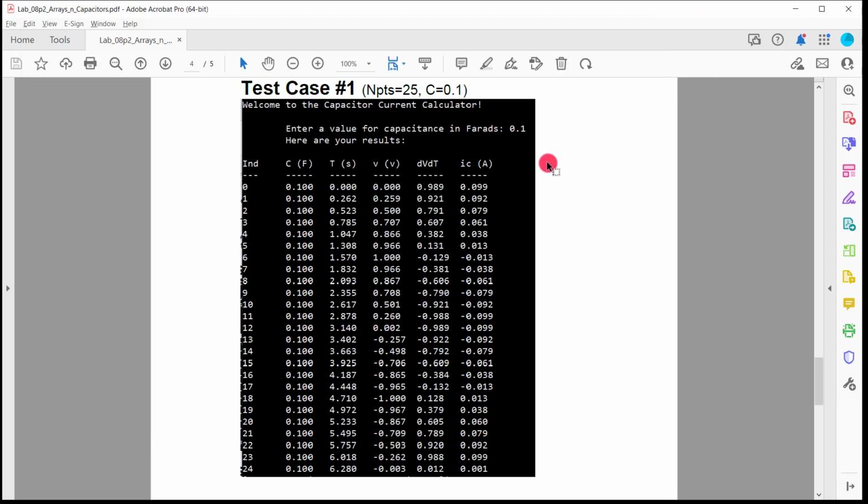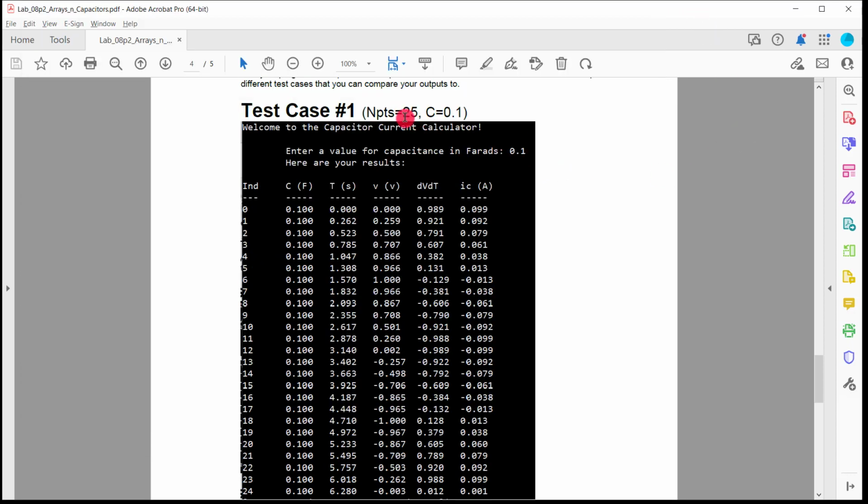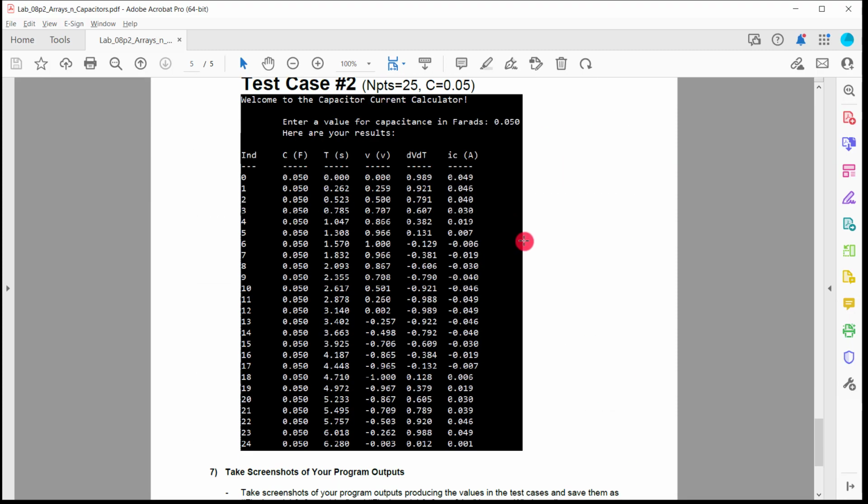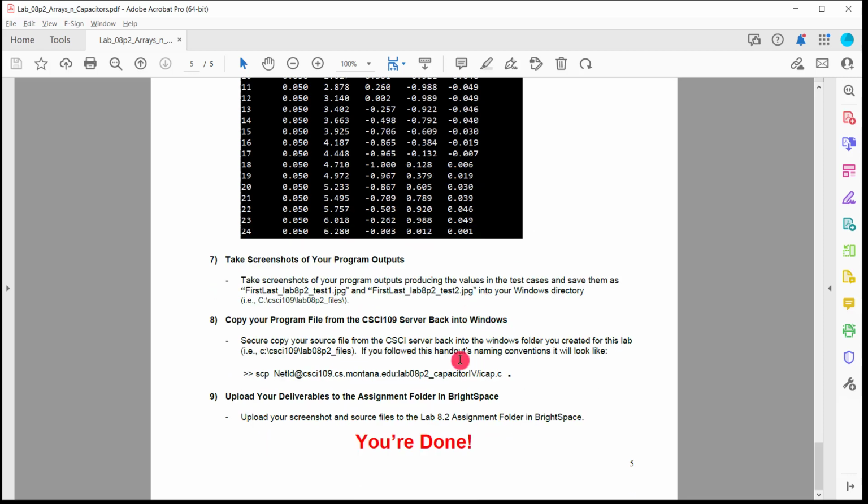But anyway, you're going to test this under two cases. So you'll crank up the endpoints to 25 so you can get a nice time series that's close together. Test it for capacitance of 0.1 farads and 0.05 farads. Screenshot them, save them with the right numbers, and you're done. All right, enjoy this lab.